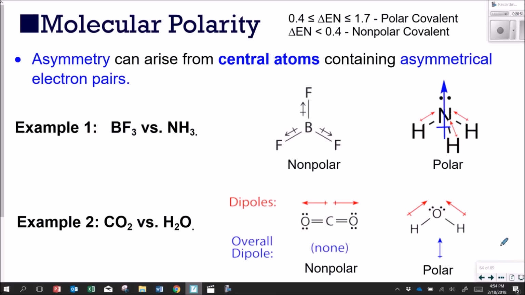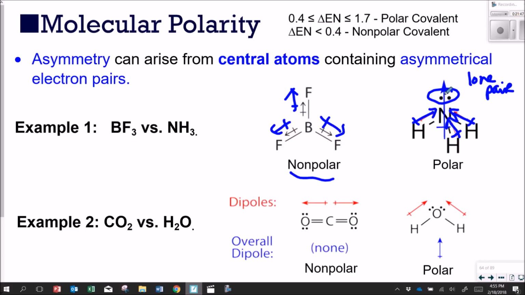Asymmetry can also come from the central atoms containing asymmetrical electron pairs. So let's compare boron trifluoride and ammonia. In boron trifluoride, we have 3 polar bonds. But again, due to the symmetrical nature of this molecule, they cancel each other out, and we end up with a nonpolar molecule. If we look at ammonia, we have 3 hydrogens bonded to a nitrogen, but we have this lone pair of electrons over here. So this time our molecule is not symmetrical anymore. We have 3 polar bonds between hydrogen and nitrogen, with nitrogen being more electronegative. And we have this lone pair of electrons on the nitrogen atom. So we end up having a dipole moment where the nitrogen side of the molecule will be more negative and the hydrogen side of the molecule will be more positive.